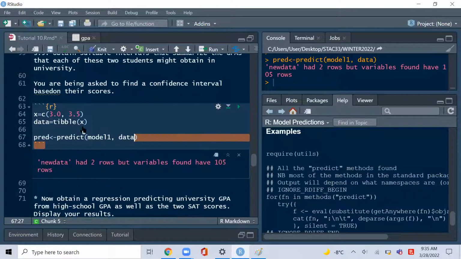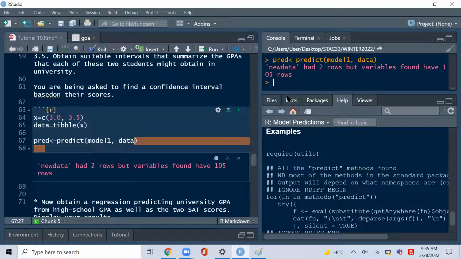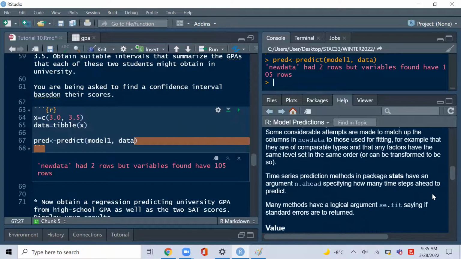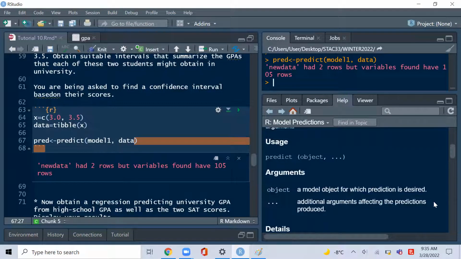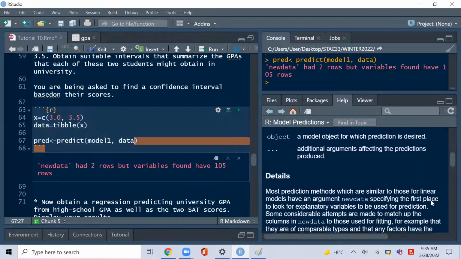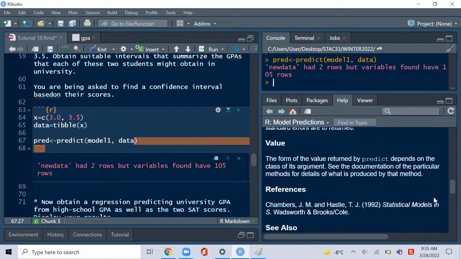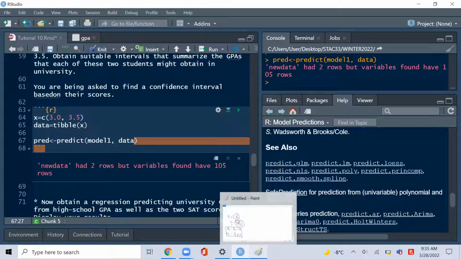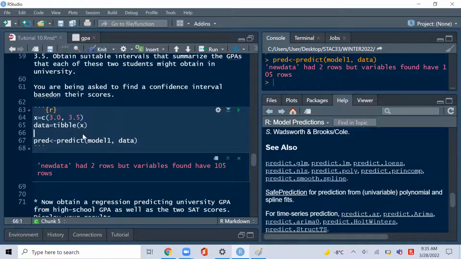So I really want to create a prediction interval. I only want to predict two points, but if I put the model inside without specifying data to make a prediction on, it will predict on everything. I don't want 105 observations, I just want two predictions. But maybe if I do predict.lm, let me see.